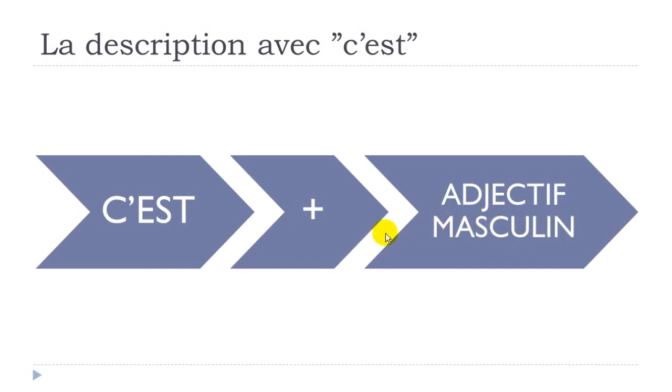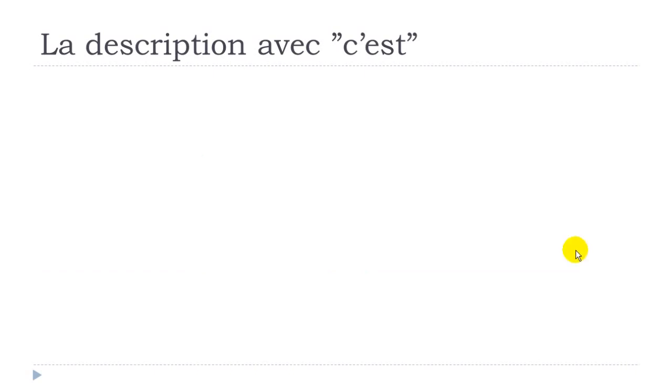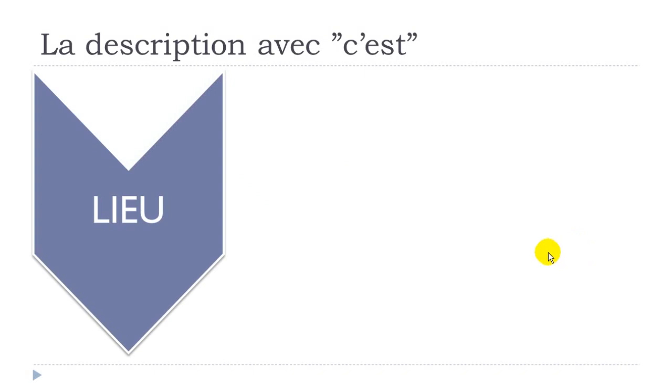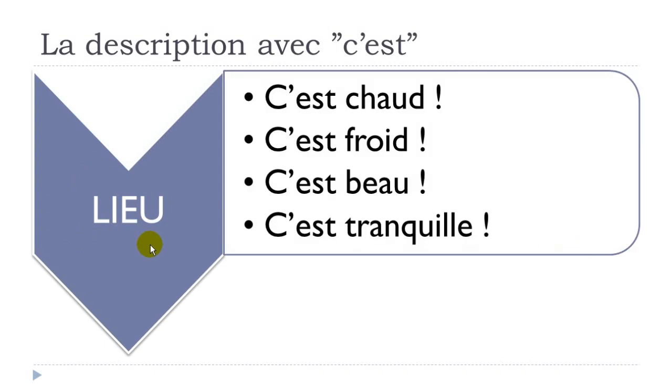Okay, so remember, if you want to describe something, you can use this c'est, and that's a really common way to describe things. It is, this is, but then remember, the adjective that comes after should be at the masculine form. So we'll see a few examples now, and the first one would be the option to describe un lieu, a place.